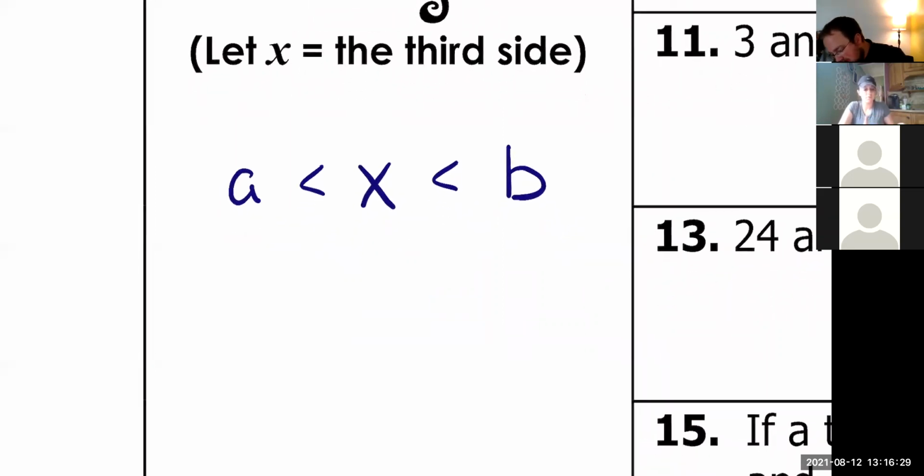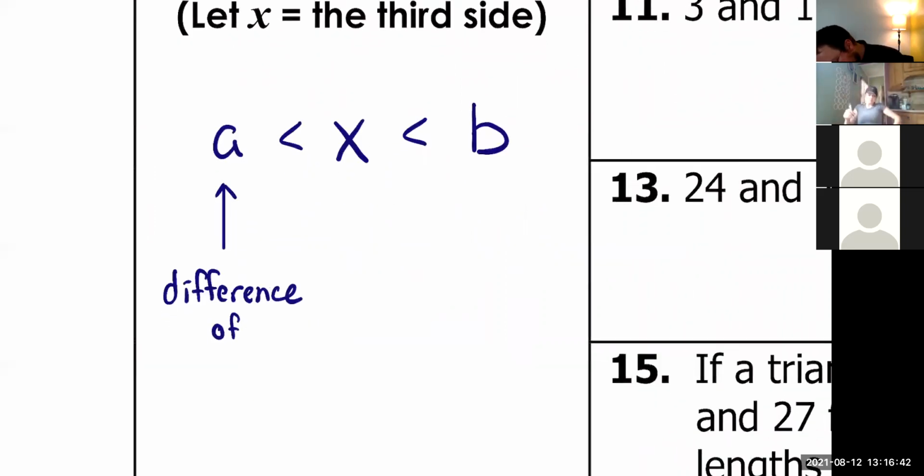The way we find it, A is just the difference of two sides, and B is the sum of two sides.